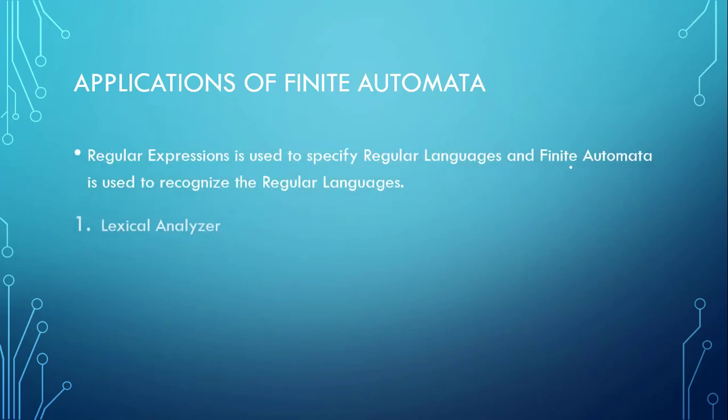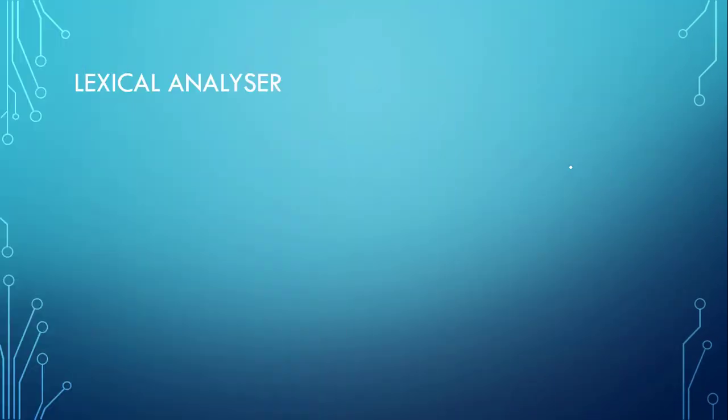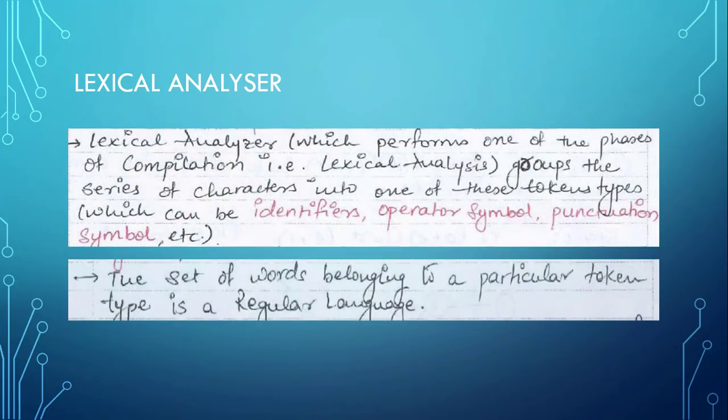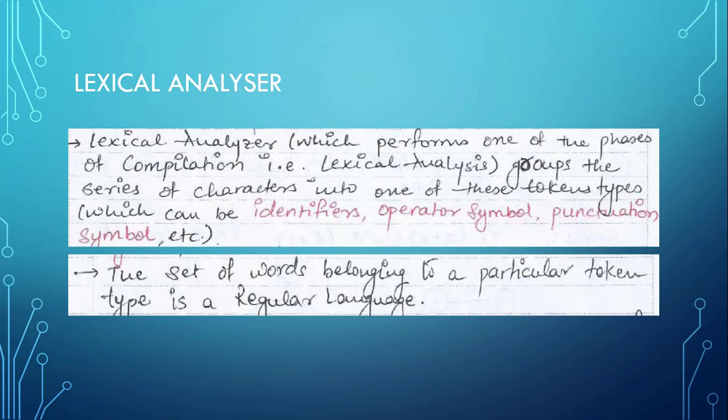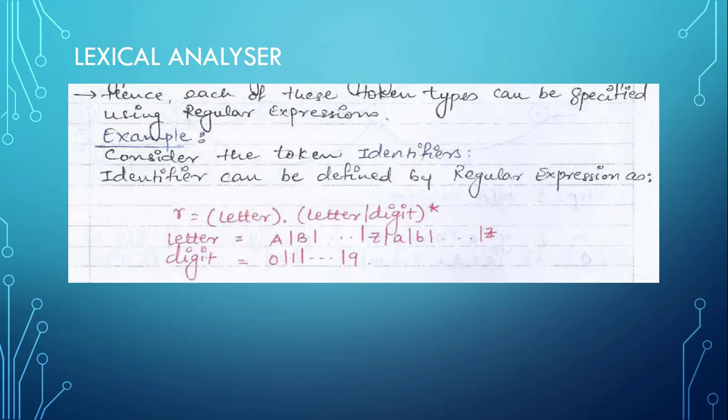We will quickly go through some of the applications of finite automata. There are 2 applications of finite automata. One is the lexical analyzer, which is one of the phases of a compiler, and another is searching using regular expressions in text editors. So in the lexical analyzer, we have to perform some compilation steps or phases. Here we just need to convert our given input into a set of tokens. Okay, so here is an example.